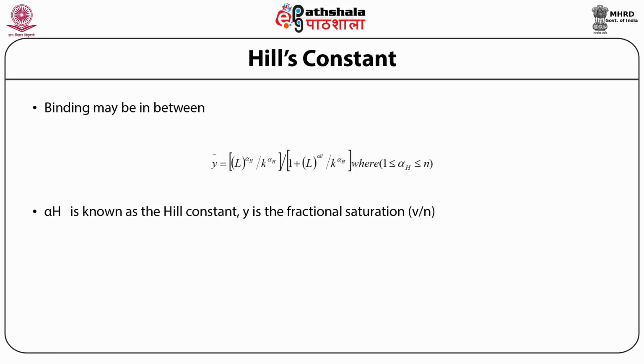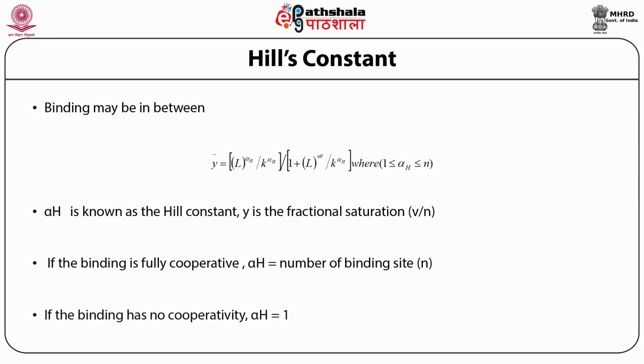If Y follows this equation and alpha H is equal to N, then we say binding is fully cooperative. But if alpha is equal to 1, then we say binding has no cooperativity. So the Hill constant is used to define a cooperative system. If the Hill constant alpha H is equal to the number of binding sites, we say that the system is fully cooperative. When alpha is equal to 1, then we say binding has no cooperativity.